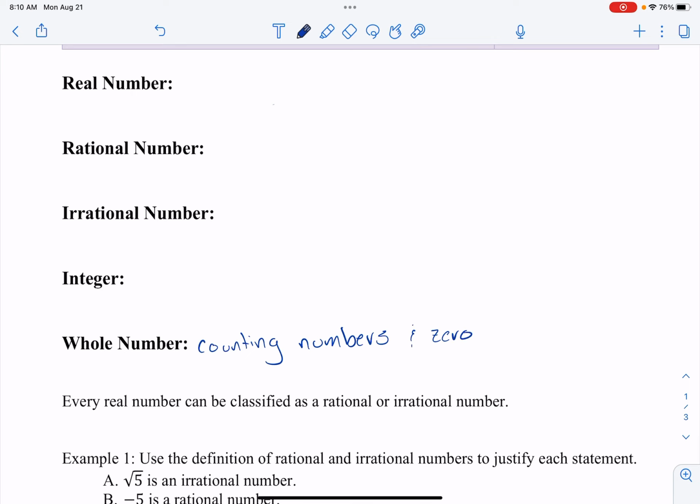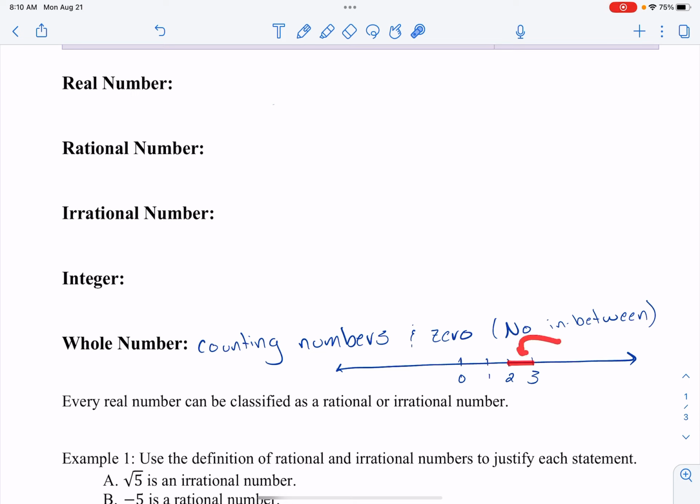Okay, and I like to think of this on a number line. It's the place where the dashes are. So here would be 0, 1, 2, 3. It doesn't include any of the in-betweens, what I call the in-between numbers. So for example, it's not going to include the number between 0 and 1, like 0.5. Or any of the numbers between 2 and 3, like 2 1/3, 2 1/2, 2 1/4. It's just 2, it's just 3.